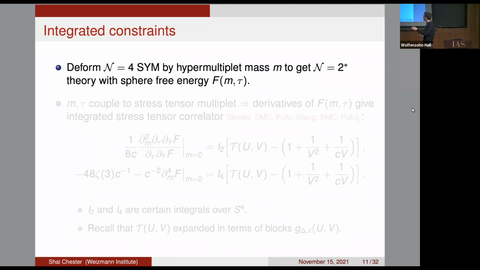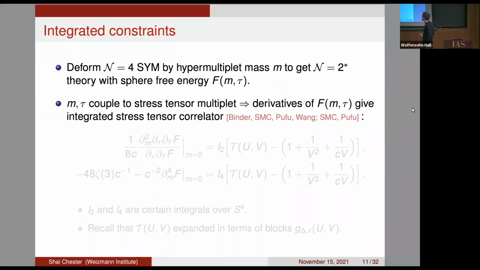Okay, so now let's move on and discuss the integrated constraints, which is how we're going to input supersymmetric localization into our story. So we can deform N=4 super Yang-Mills by hypermultiplet mass m to get the N=2* theory with the sphere free energy F of m and tau. So it depends on both mass and tau. Now, because mass and tau couple to operators in the stress tensor multiplet, so for instance, tau couples to the Lagrangian, whereas mass couples to various scalar operators, this means that derivatives of F of m and tau in terms of mass and tau give integrated stress tensor correlators after setting mass equal to 0.